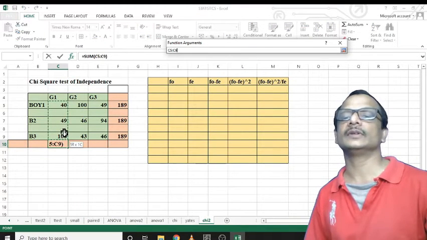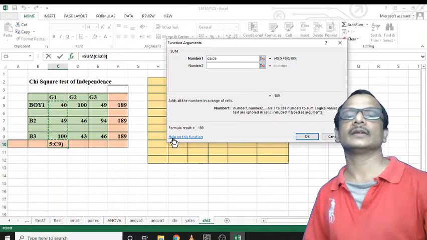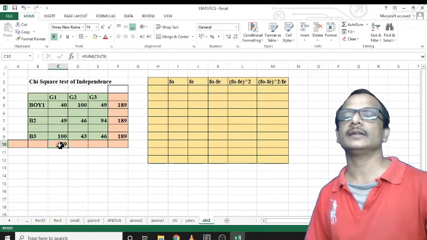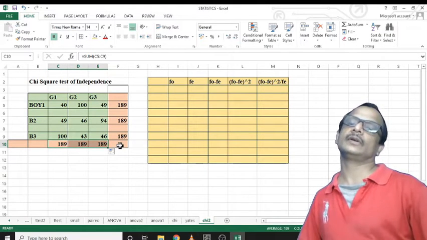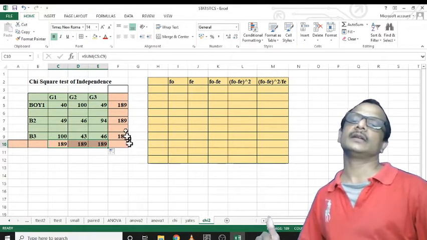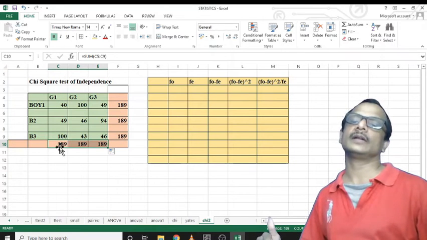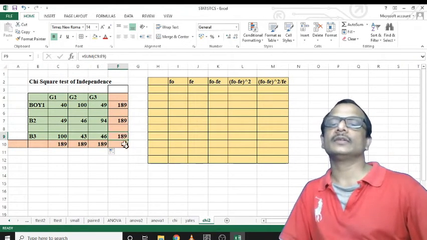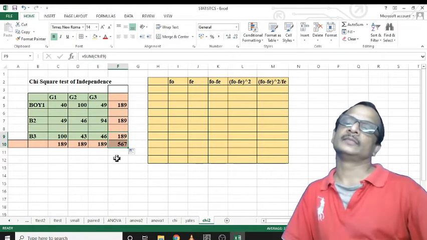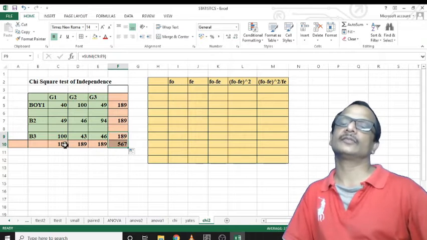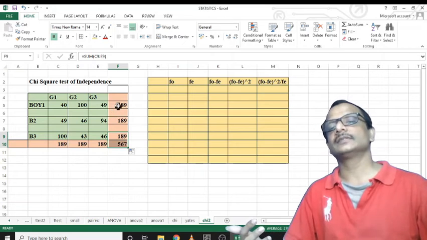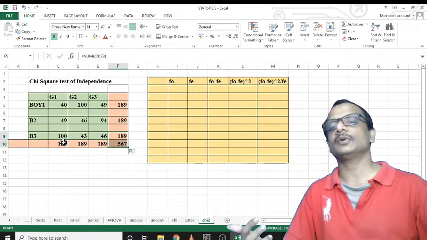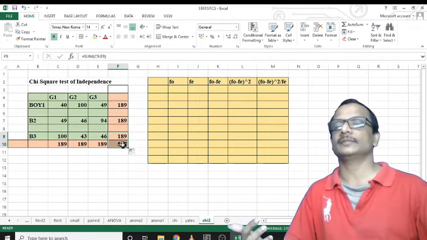It's for these values, and enter. Yeah, again 189, right. Okay, now we got 189 in row total and 189 in column total. Then what is the grand total? Yeah, 567. Is it right? Yeah, it's right. 567 is the grand total. This is row total, this is column total, and this is grand total.